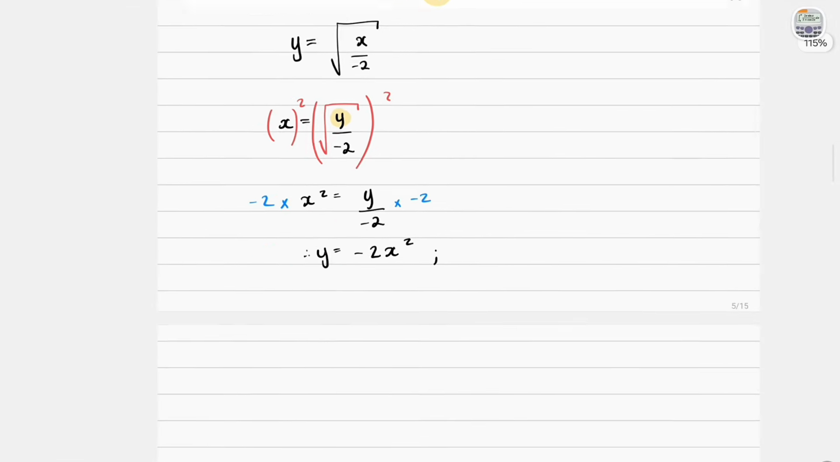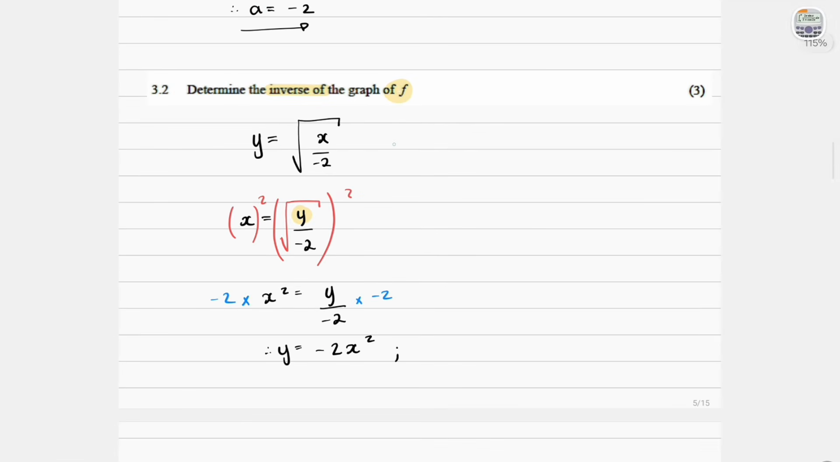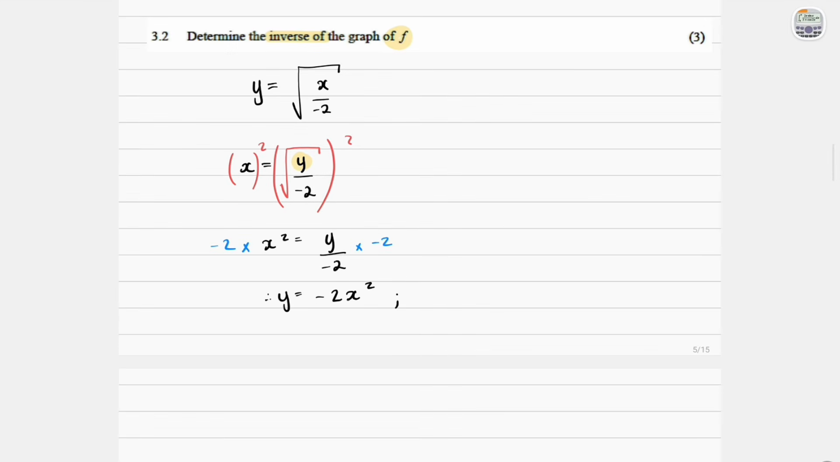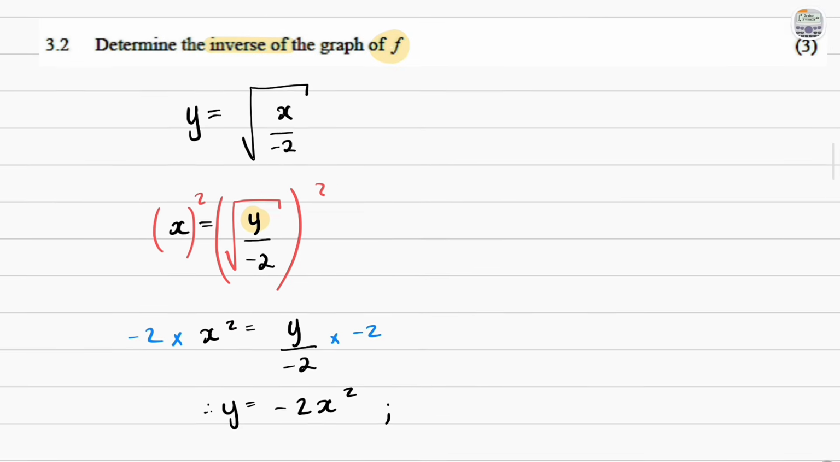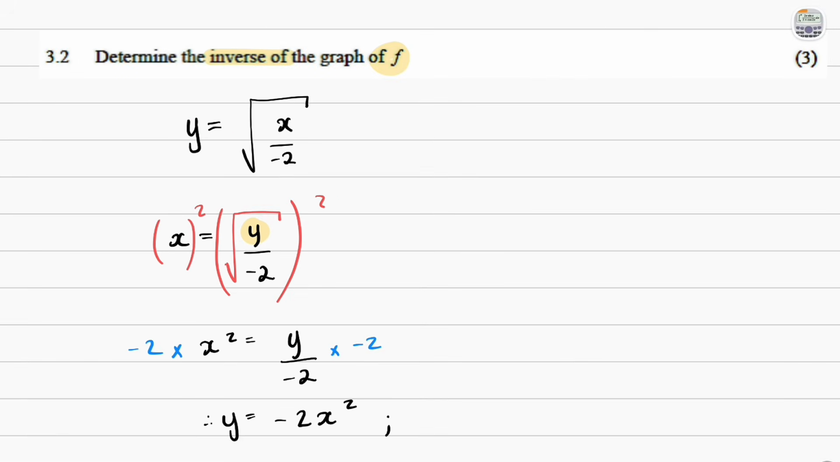Of course, we can tell them the domain, and we could have also just set the constraints all through here, but they didn't really specify that we needed to. So we can just tell them the values of x for which this graph will exist, because the original graph was restricted. So the original graph's domain was x is less than or equal to 0.